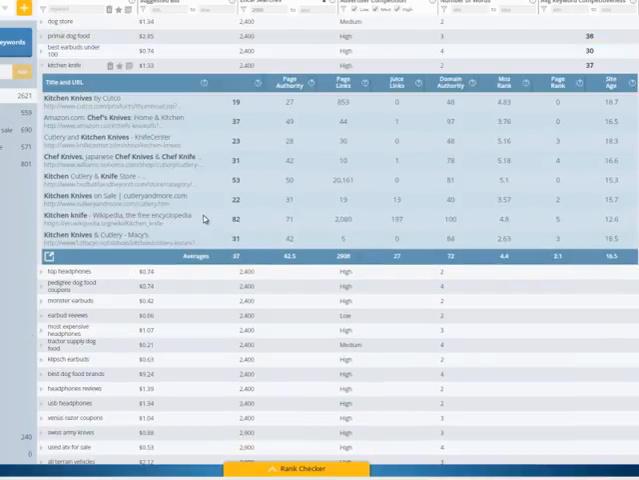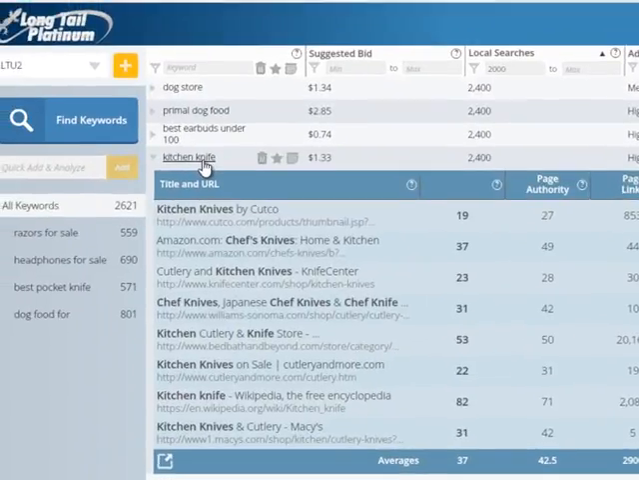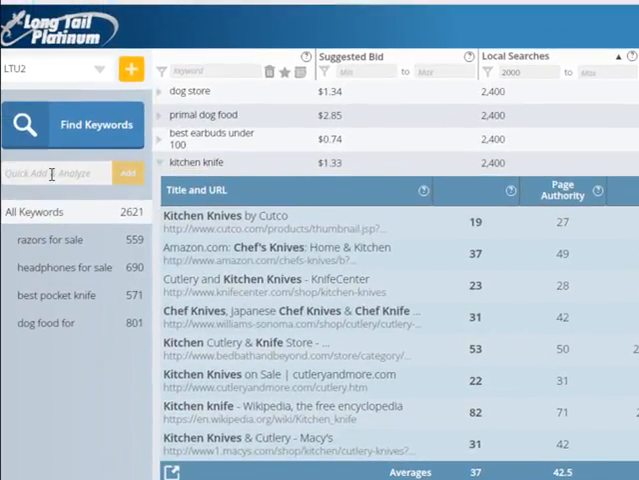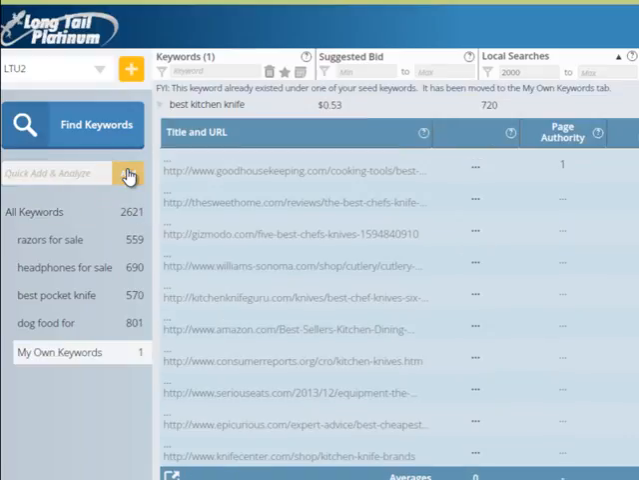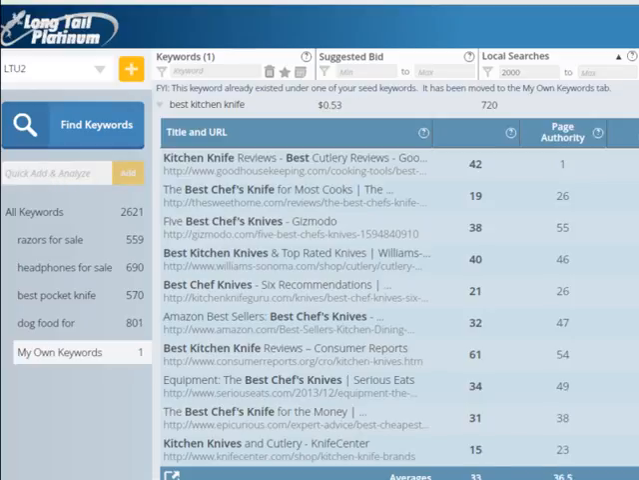Now let's try some things to actually take a difficult keyword and make it a little bit easier by adding a modifier. So let's say you have kitchen knife, and I want to add a modifier. Perhaps I should add best kitchen knife. My guess is that that's still not going to do it, but we can pop that in there. Best kitchen knife.